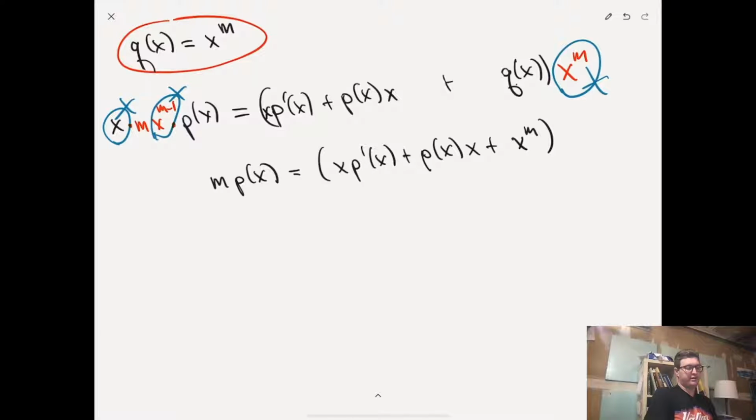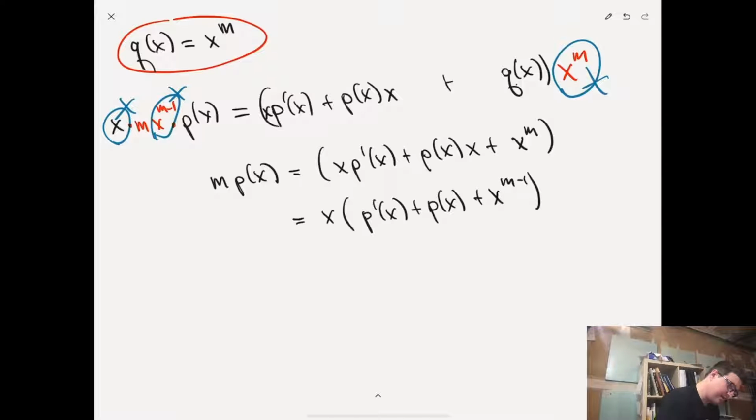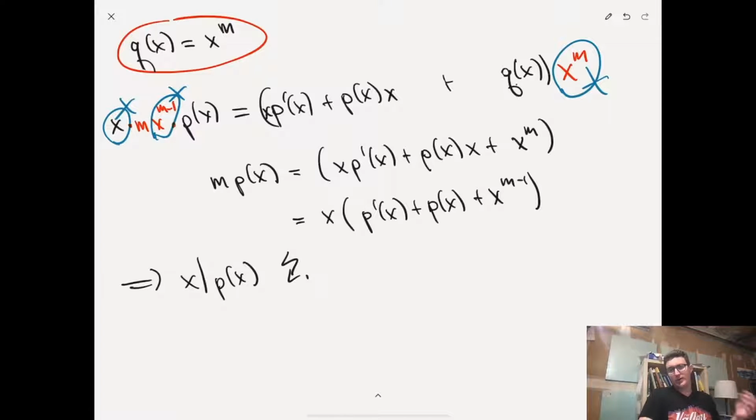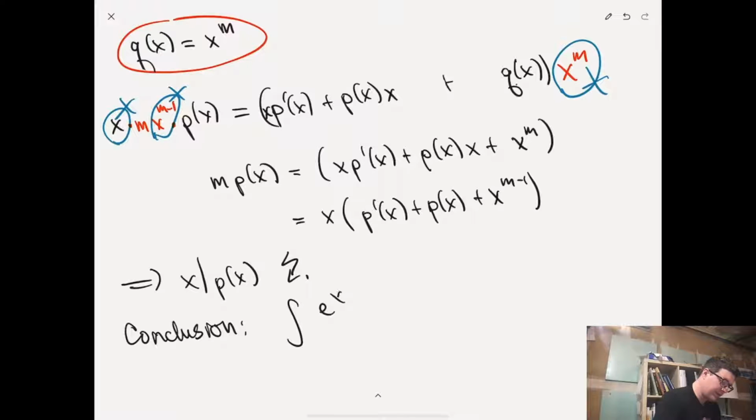All right? Okay. So now we have the same issue, right? This is x times p prime of x plus p of x plus x to the m minus 1. All right? So this tells us that x divides p of x, which is a contradiction. And that would prove that they again have a common factor, but now the common factor is 0. All right? So we conclude that this integral of e to the x over x dx is not elementary.